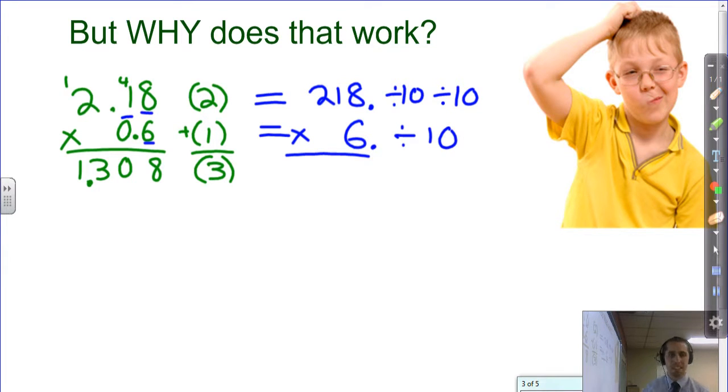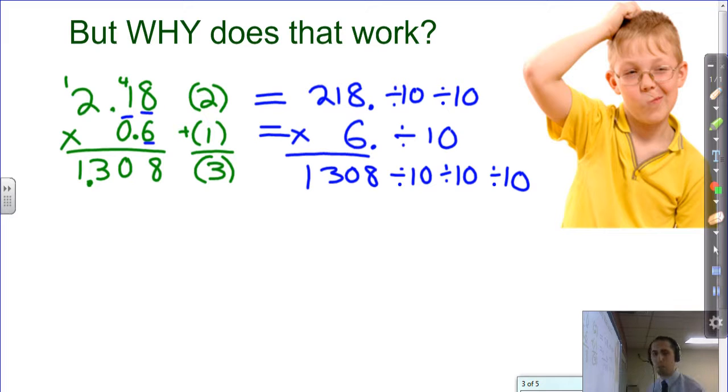Now it's equal. This is an equivalent expression. 218 divided by 10 multiplied times 6 divided by 10. We just wrote it out in a really long way. Then we multiplied and got 1,308. But the reason we had to still move the decimal back in is because we need to account for this division by 10 that we need to do 3 more times. And that's what's going to move our decimal back in. We'll move it in so that once we divide by 10 3 times, our answer is 1 and 308 thousandths.